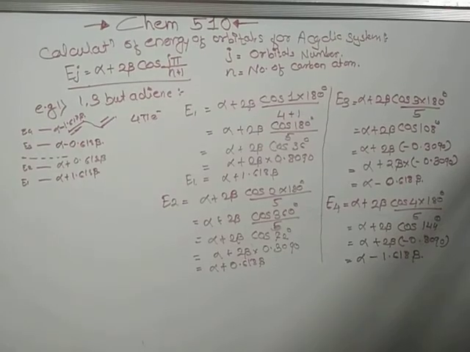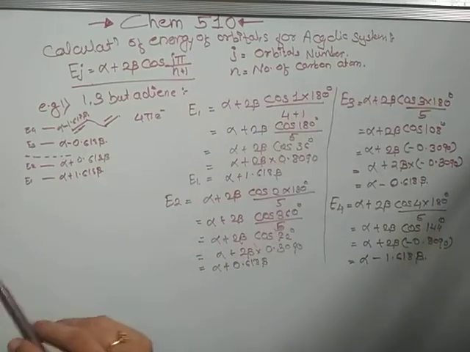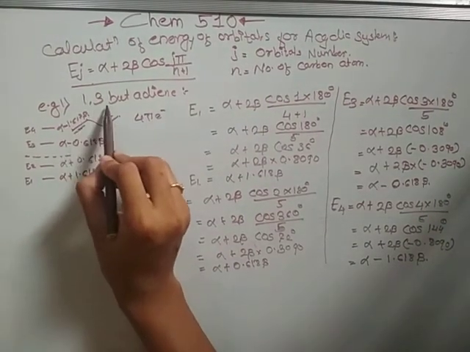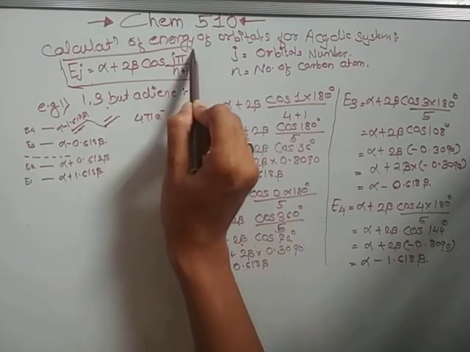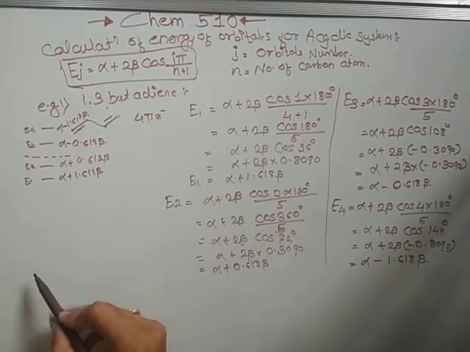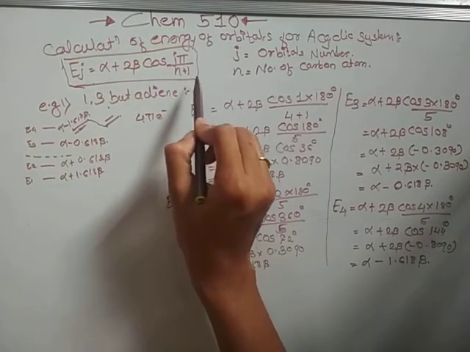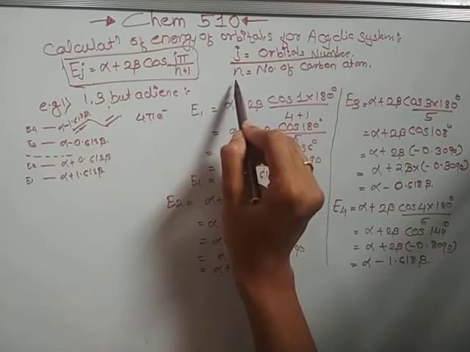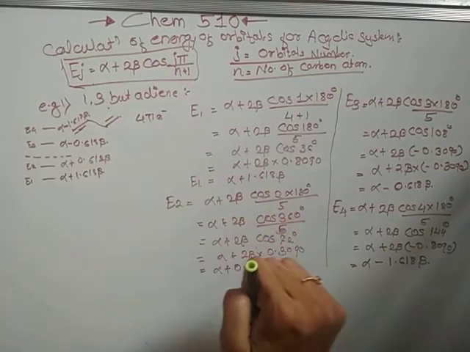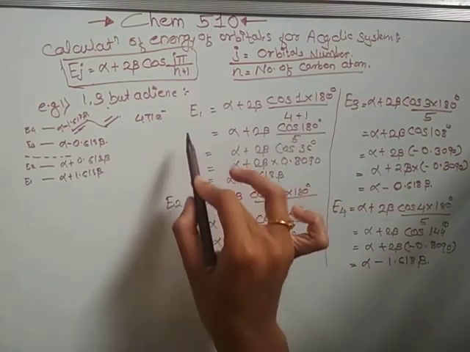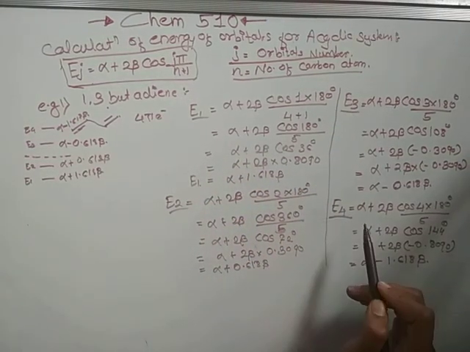So in this video we have discussed the calculation of energy of orbitals for acyclic systems with an example, 1,3-butadiene. The formula for calculation of energy for acyclic systems is Ej is equal to alpha plus 2 beta cos j pi upon n plus 1, where j is the orbital number and n is the number of carbon atoms. And this is the calculation for the first energy orbital, second energy orbital, third energy orbital, and fourth energy orbital.